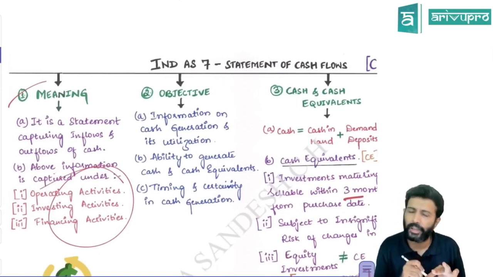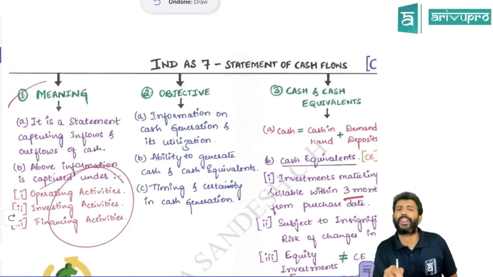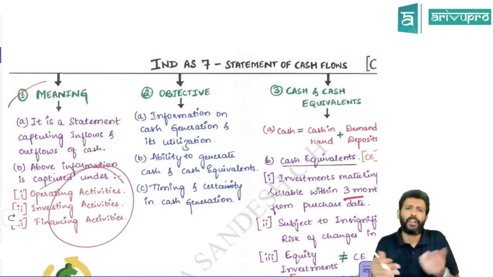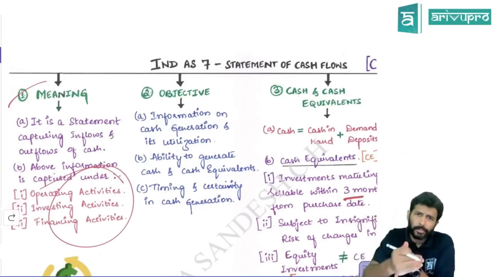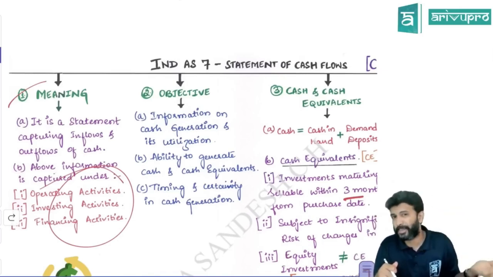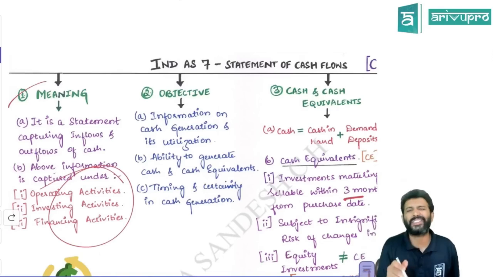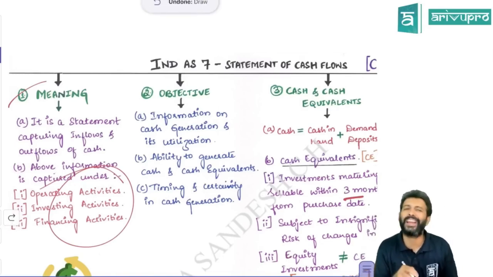That's all. Now, what are the common examples of cash flows relating to operating activities? Cash sales, cash received from debtors, cash purchase, cash paid to creditors, employee expense paid, rent, electricity, salary, all these operating expenses paid. All these are examples of cash flow from operating activities.